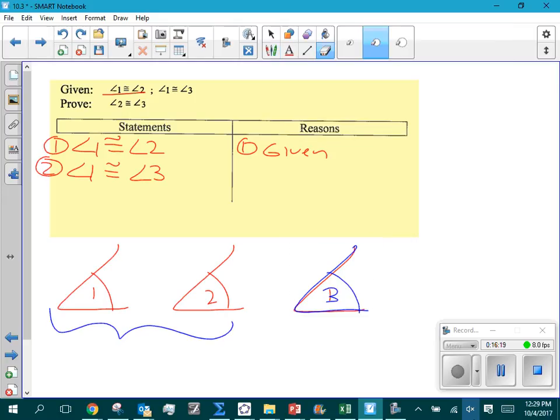So I guess I don't need to label it as its own statement. Okay, so 1 congruent to 2 and 1 congruent to 3, that's all given. Okay. If that's the information we have, we should be able to make the jump that angle 2 is congruent to angle 3 from what we said down here.